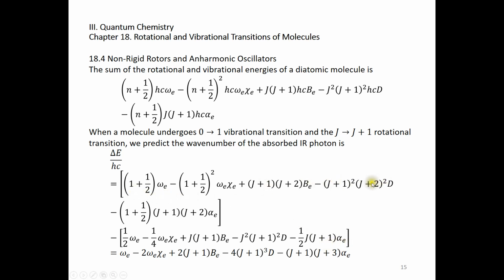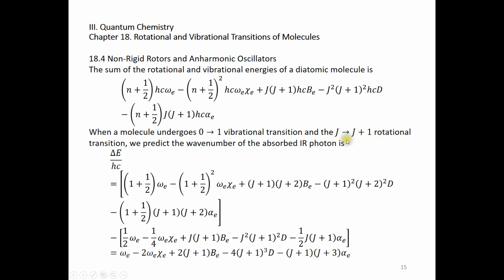This is really tedious. We see 1, 2, 3, 4, 5 terms for the final state, 5 terms for the initial state, and we need to take the difference. After we take the difference, we have omega E minus 2 omega E chi E plus 2 times J plus 1 times BE minus 4 times J plus 1 cubed times D minus J plus 1 times J plus 3 alpha E. So this is going to be the wave number of an IR photon absorbed by a real molecule when this molecule undergoes 0 to 1 vibrational transition and also J to J plus 1 rotational excitation.